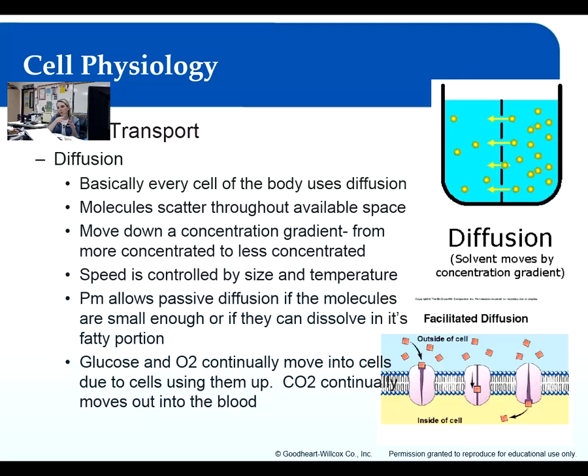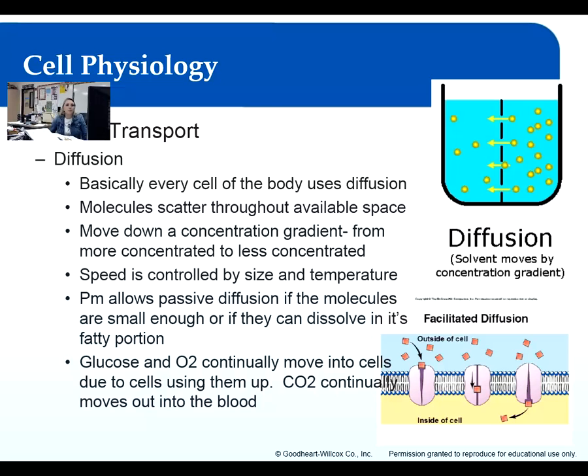Another example would be Alka-Seltzer. You put a little Alka-Seltzer tablet in your drink and it disperses and diffuses because it's really concentrated in that tablet, but the water is not. Okay. It says speed is controlled by size and temperature. If it heats up, it's going to speed up, same as metabolism.